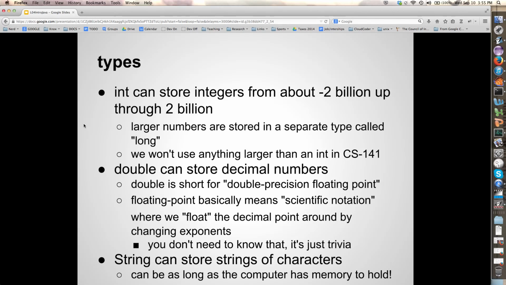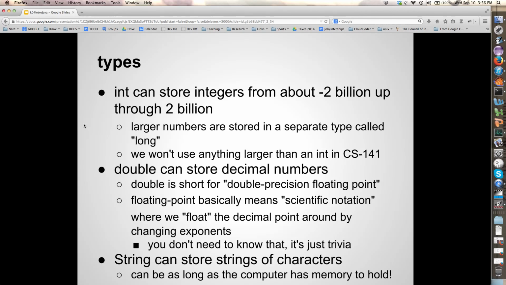You're taking the 6.23 times 10 to the 27th. The 10 to the 27th is going to float that decimal point to the right, or if it were to the -27th, it would float the decimal point to the left. So that's where the term floating point comes from, and double is because it's a double precision floating point number. Now, you don't need to memorize this stuff. I'm just giving you some context and background so that you don't spend half an hour wondering about the origin of the term double.